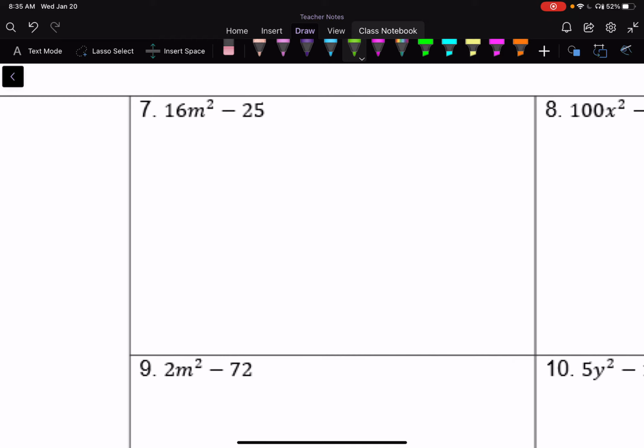Now number 7, a minus in the middle. Take the square root of my first term, which is 4m, and the square root of my second term, which is 5. That breaks down to 4m plus 5 and 4m minus 5.